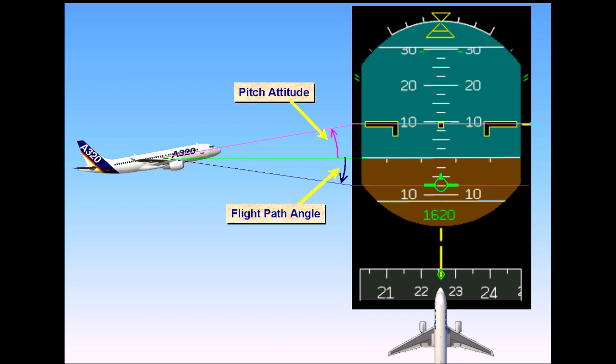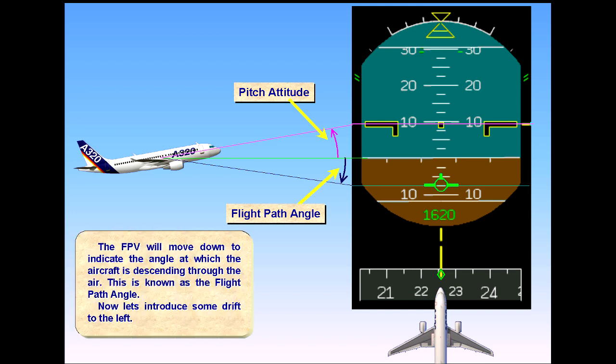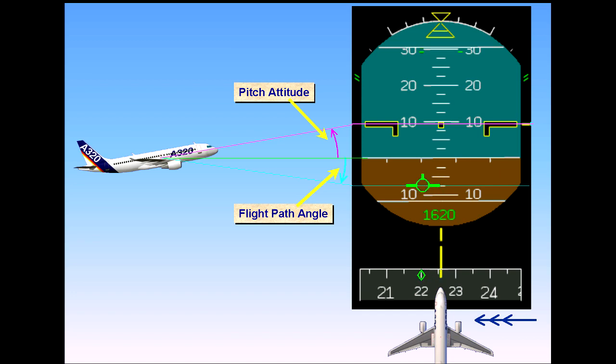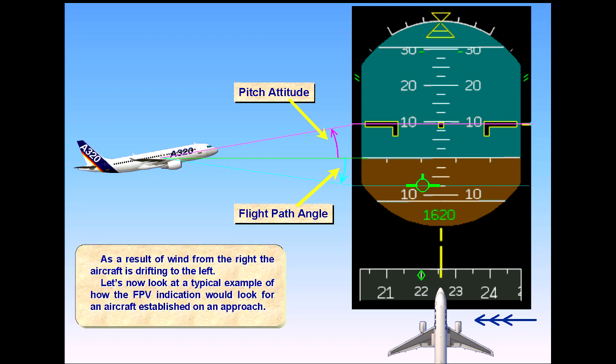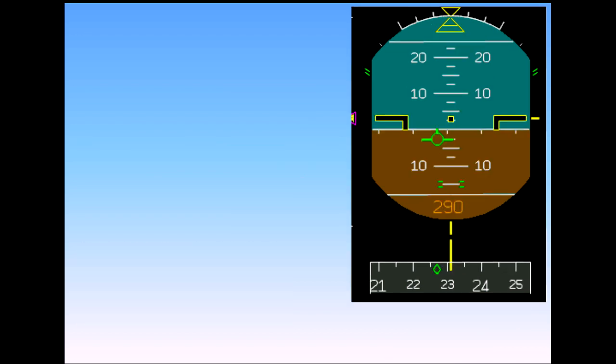Now let's introduce some drift to the left. As a result of wind from the right, the aircraft is drifting to the left. Let's now look at a typical example of how the FPV indication would look for an aircraft established on an approach. The aircraft is fully established on an ILS approach. Notice that the flight path vector is in line with the track diamond, indicating left drift. The FPV is below the horizon line in a 3-degree descent angle.